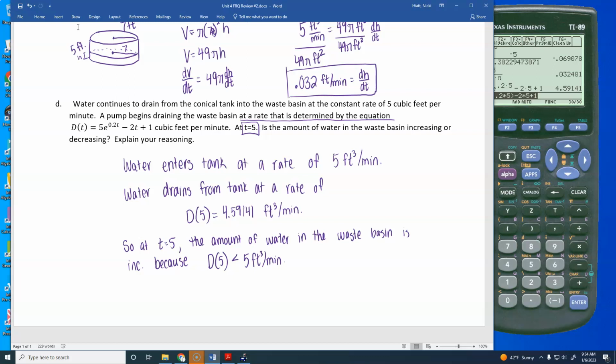Oh, since we said tank instead of waste basin, I think we'd be okay, but especially since you've got the conical tank, you might want to call it the waste basin in both places. That would be better. I think they would make the assumption that's what you meant there as a grader. I know I certainly would grading, but waste basin would be better if you use waste basin in all places because you do have the conical tank earlier.